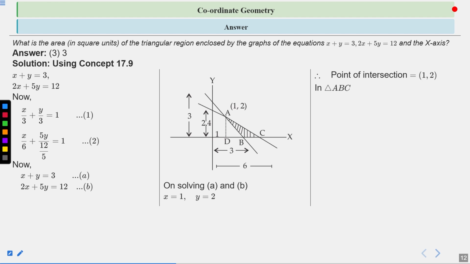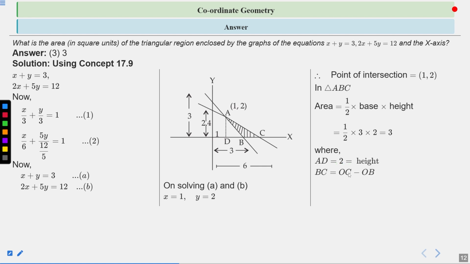So the area of the triangle ABC, we need to calculate the area of this part. We just apply the area formula, 1 by 2 into base into height. Now we know that the base will become 3 units, we can let it be. Height will become 2 units. Now when we simplify it, 1 by 2 into 3 into 2, we get 3, where AD, which is height, is 2.